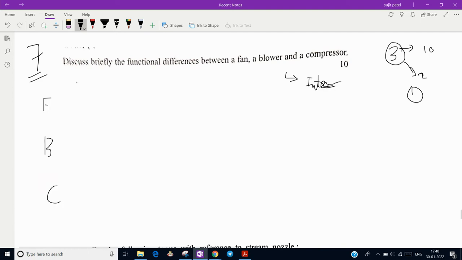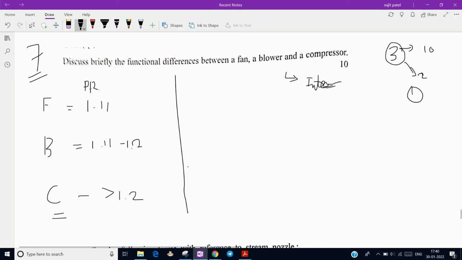The main functional difference is due to pressure ratio. In a fan, the pressure ratio is limited to 1.11. In a blower, it is between 1.11 and 1.2, and if it is greater than 1.2, then it is called a compressor.